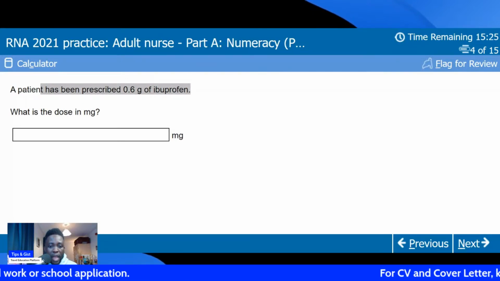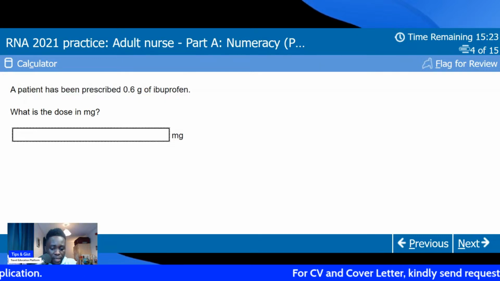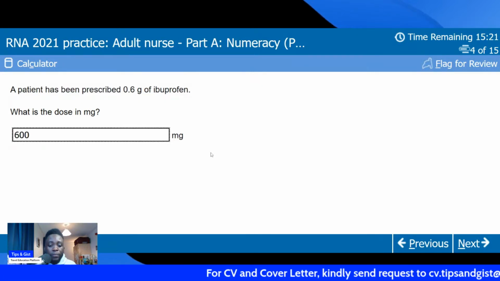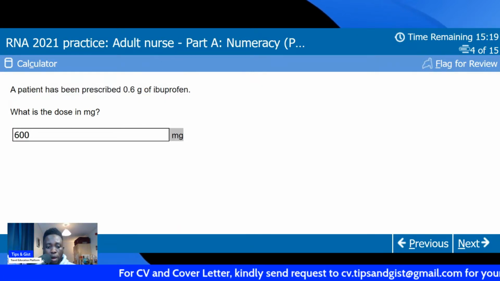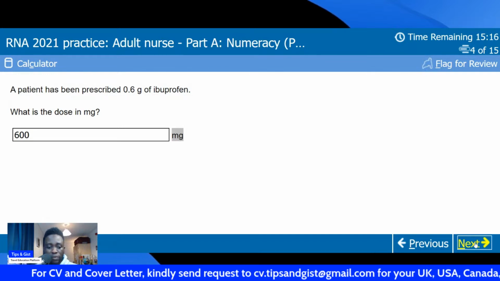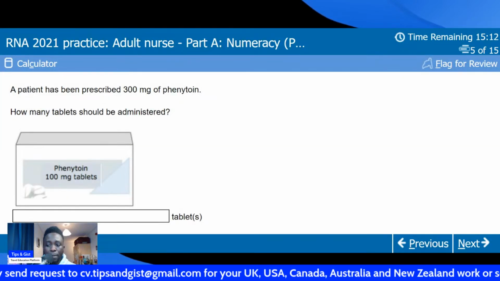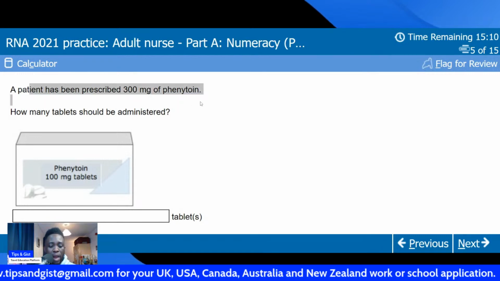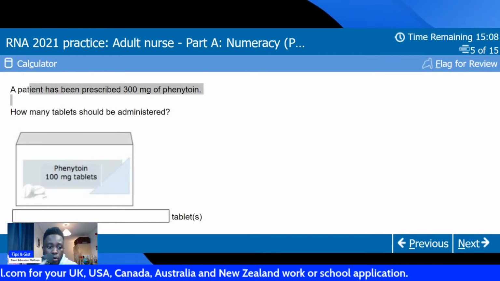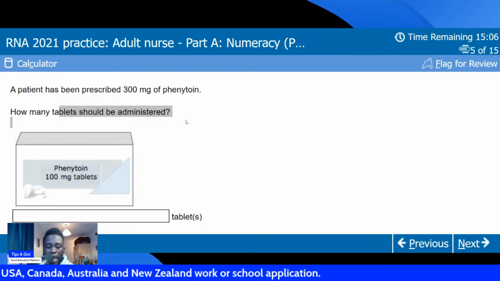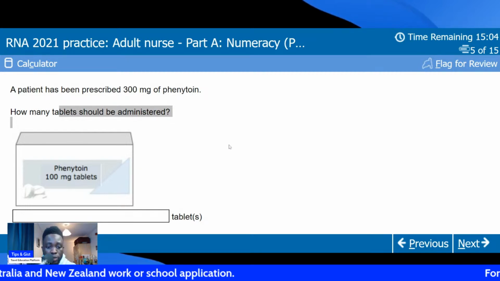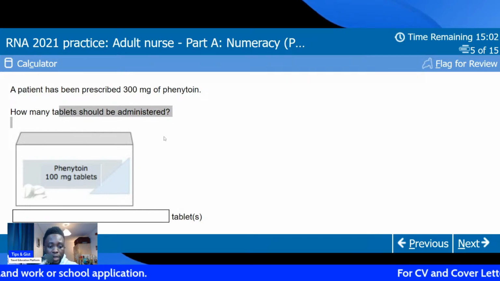All right, so the answer is going to be 600. There's already milligram over here, so we have to leave that. Now question number 5: a patient has been prescribed 300 milligram of phenytoin. How many tablets should be administered?